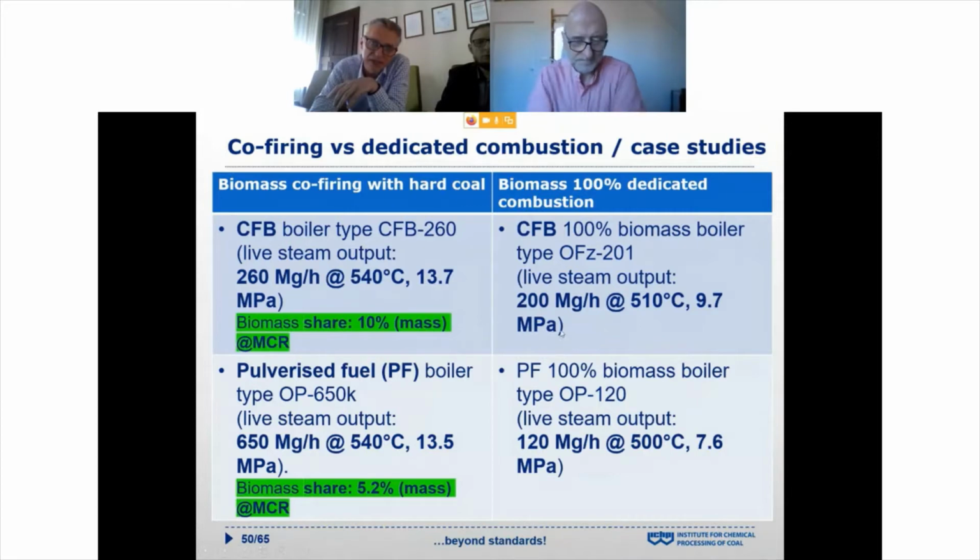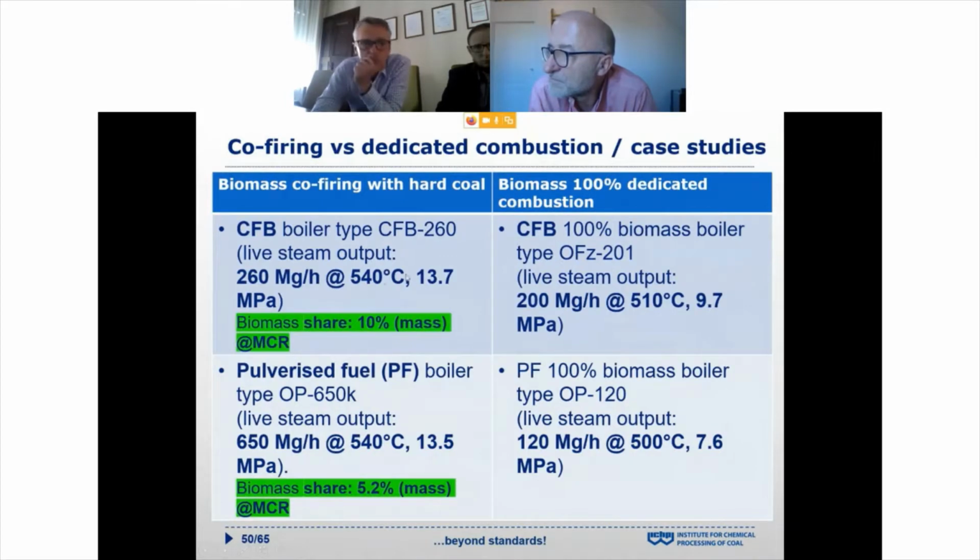These 100% biomass boilers were specifically designed for biomass combustion. So in our opinion, the results should be quite representative. And also these boilers here, which were used for co-firing, were normal coal boilers, and we just implemented some extra biomass shares on 10% of the mass in this case, when it was the CFB, so circulating fluidized boiler, and something around 5% of the mass when it was the pulverized boiler combustion.